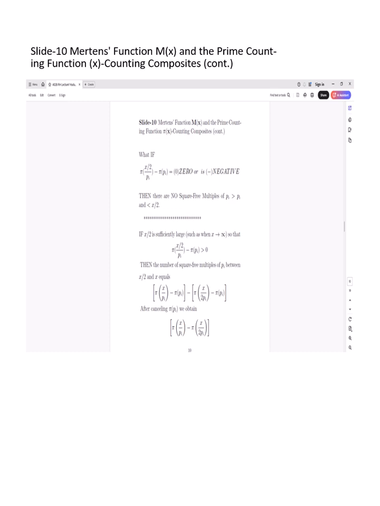After performing the subtraction and canceling the pi of p sub I terms, we obtain this last equation on the slide. Pi of x divided by p sub I minus pi of x divided by 2p sub I. The same issues apply to finding the number of odd square-free multiples of divisors containing 2 or more primes.